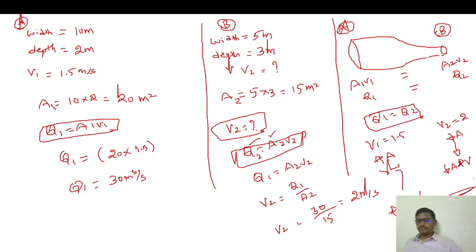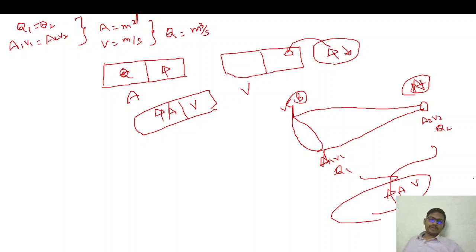Okay. This way it can be solved. That's what I told in the previous session. Q1 equal to Q2, that is equal to A1 V1 equal to A2 V2. Now A is in meter square, V is in meters per second. So Q is in meter cube per second.